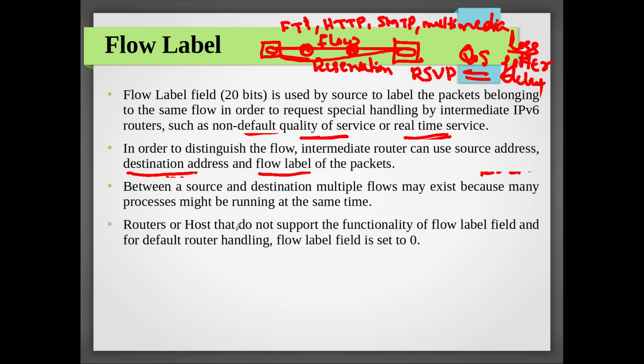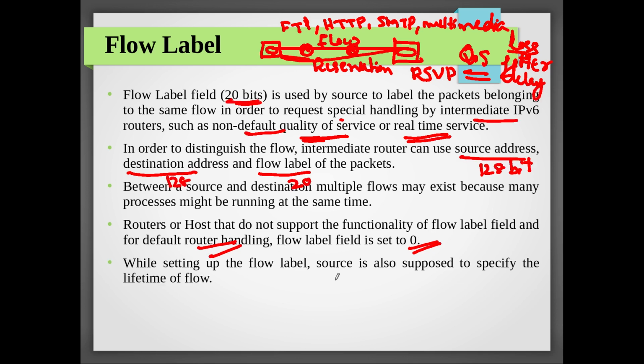Now the routers or hosts that do not support the functionality of the flow label field, for default router handling, it can be set to 0. That means all the routers are not going to support the concept of flow reservation, everything. Accordingly you have to upgrade your router. Till that you can assume that the flow label is 0 because you are not going to give any special treatment for that field. So all the 20 bits can be set to 0 for the default routing, which is not supporting any flow reservation, those things.